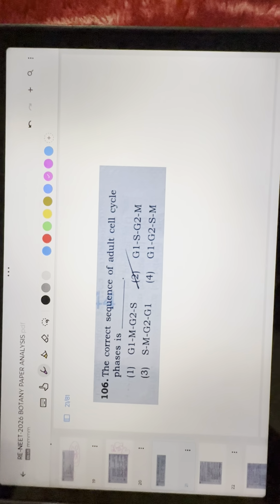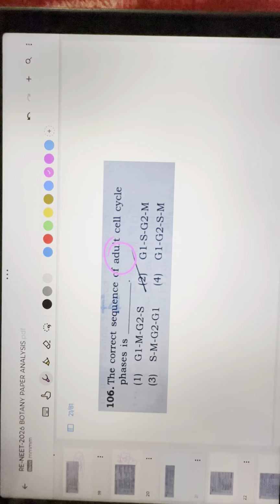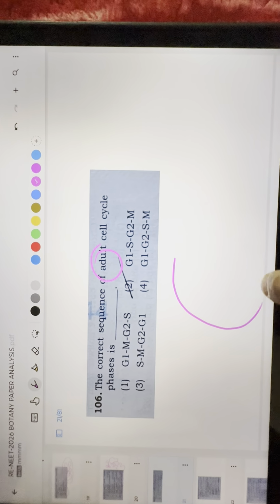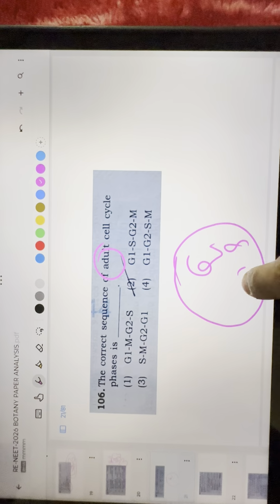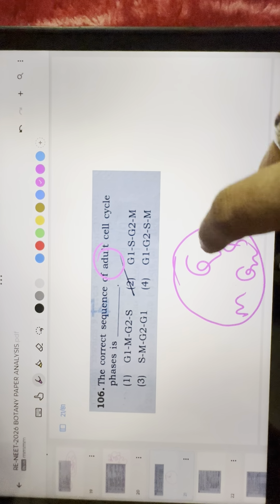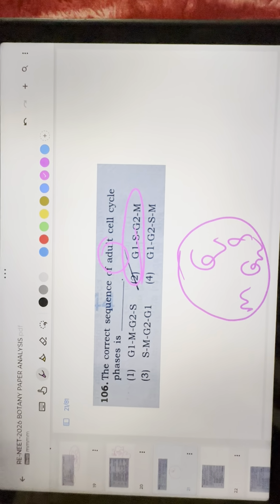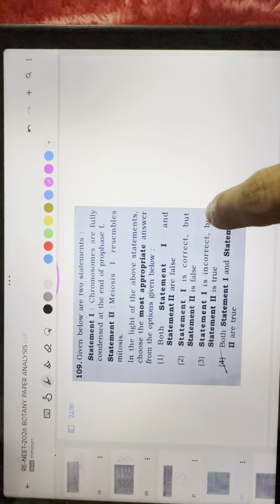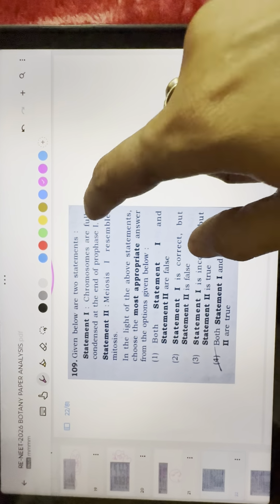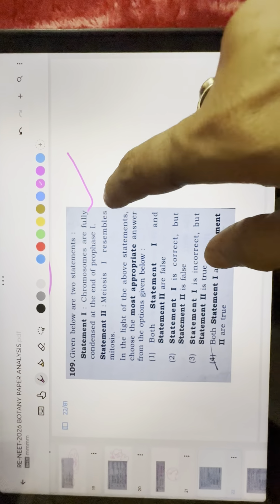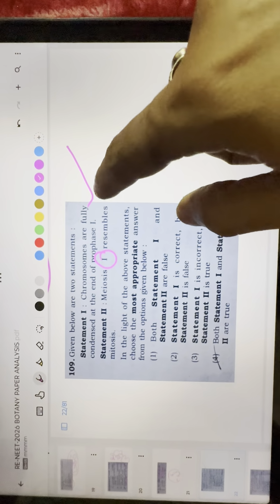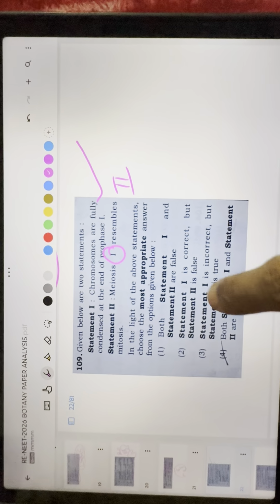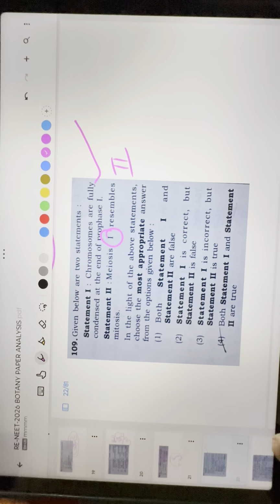The correct sequence, they have given to get confused. Very simple. If you are talking about the structure like G1, S and G2, then M phase will be present. So the second option will be correct. Next, chromosomes are fully condensed at the end of the prophase 1. Say meiosis 1 resembles the mitosis. No, it is only meiosis 2 that resembles this. So 1 is correct and 2 is false.